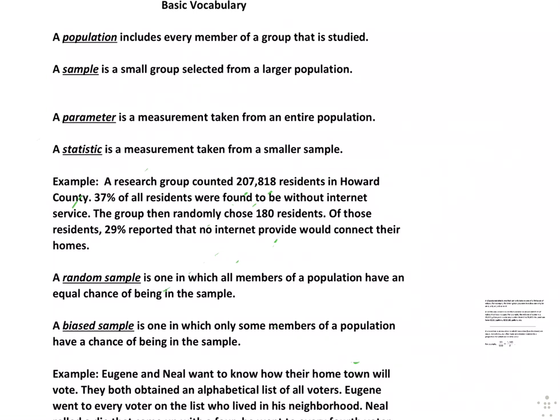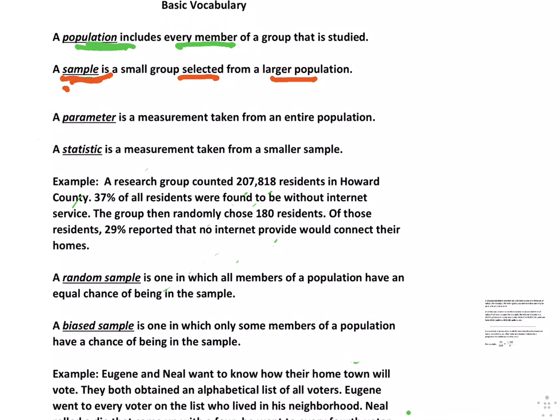A population includes every member of a group that is studied. So if we were studying all American adults, we would be talking about the population of millions of adults in the United States. A sample, in contrast, is a smaller group selected from a larger population. And let me color code sample in red. So when we take a smaller group from a bigger population, that is what we call a sample.